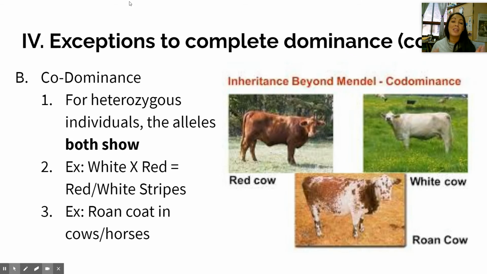That prefix co means with or together. So instead of it being incomplete, where you see a blend where it would be a light brown or a tan color, here you're seeing both of those dominant traits. Neither one is giving way to the other. They're not blending together, but you're seeing them both work together in a codominant situation.